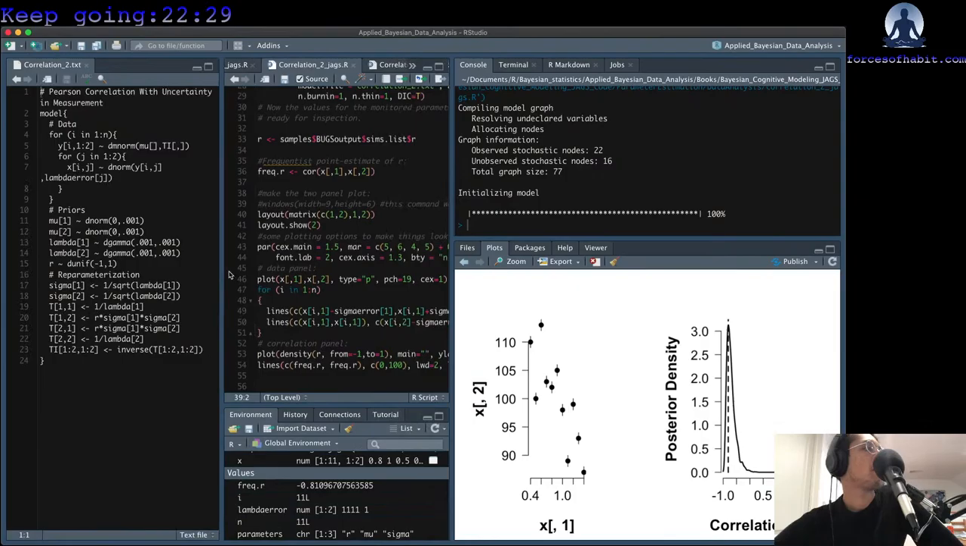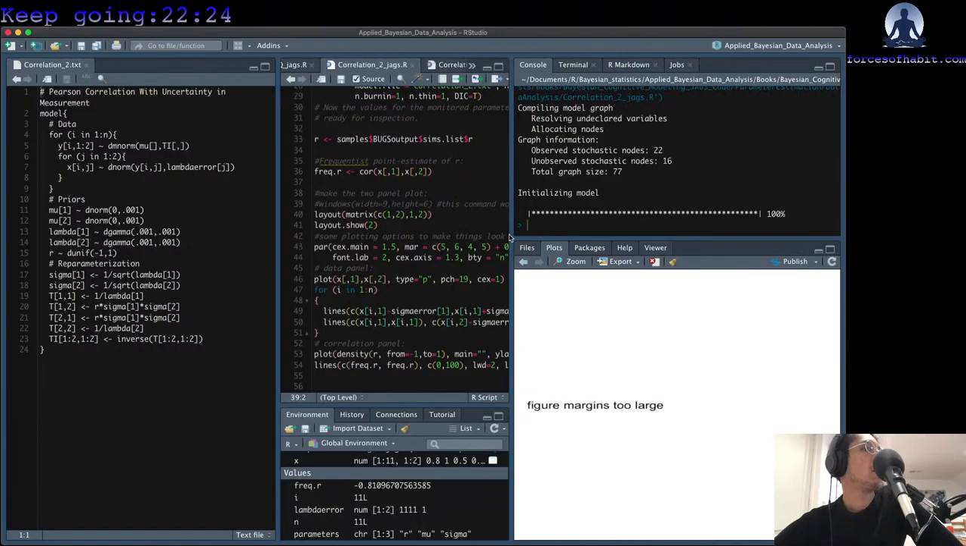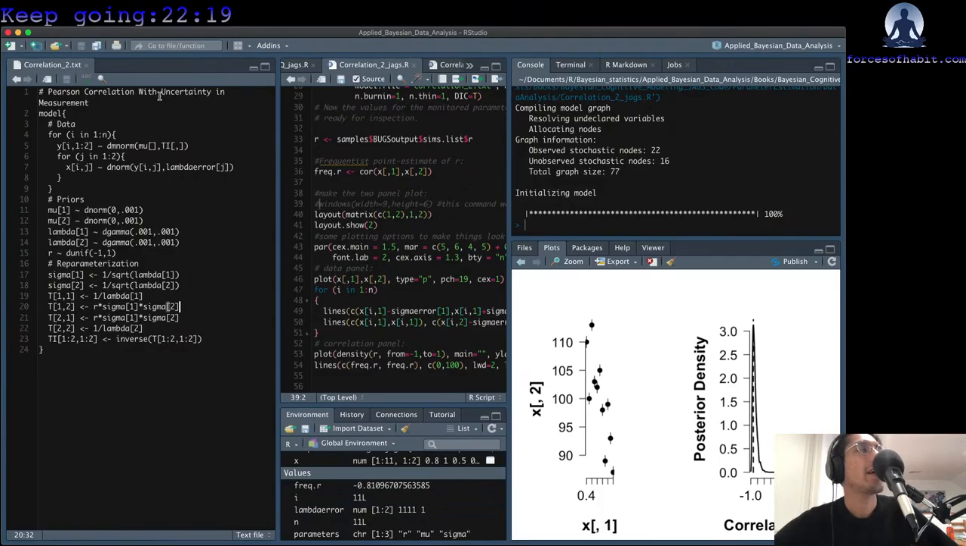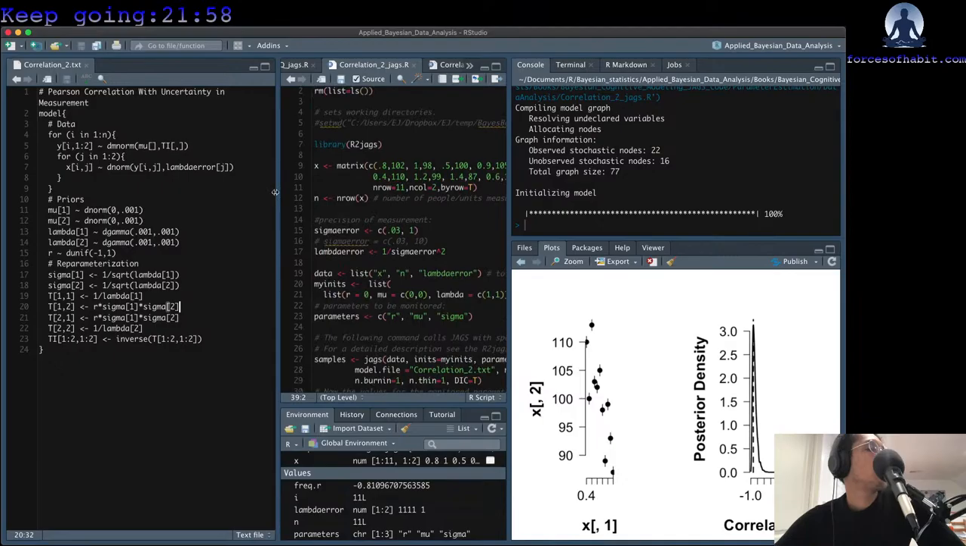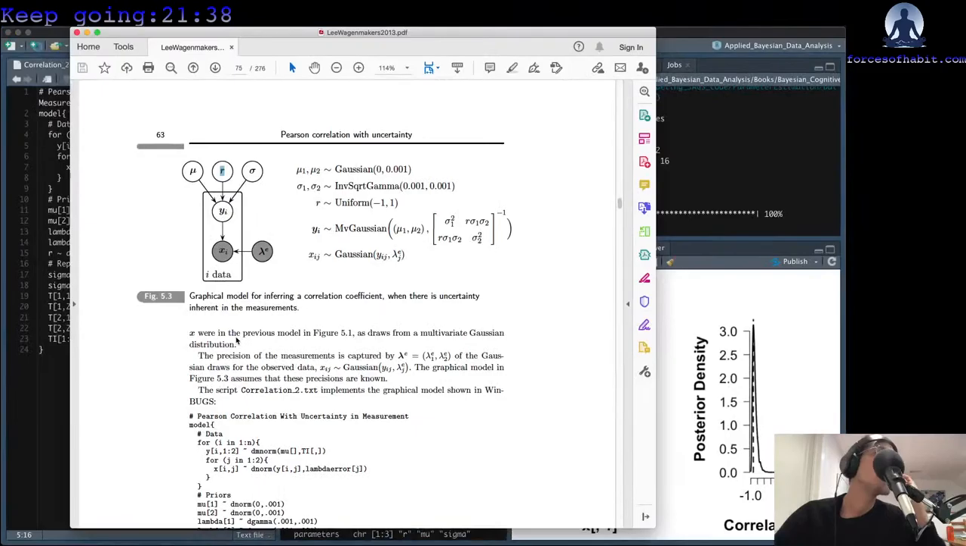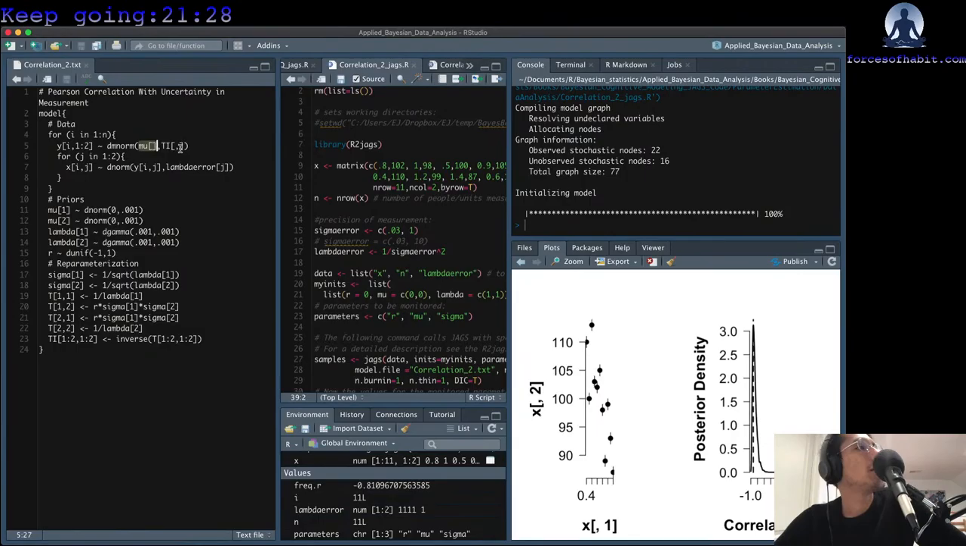So first, before we look at anything over there, let's take a look at how we account for uncertainty in our measurements in our model. Here, for each subject from 1 to n, the subject's two measurements are distributed multivariate normal. It stands for matrix normal or something. But we have mu inside and we have our variance covariance matrix.